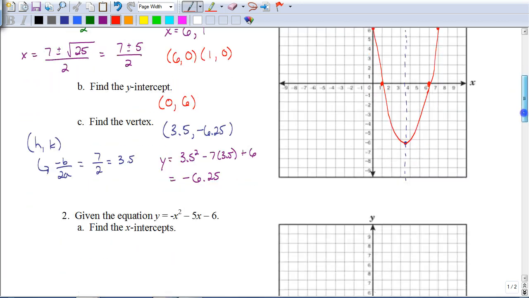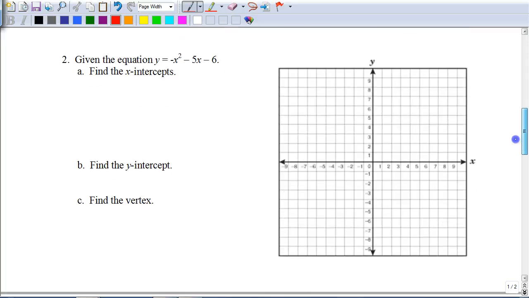Okay, why don't you guys attempt this one on your own now. So why don't you pause the video and hit play when you're ready to check your answer.